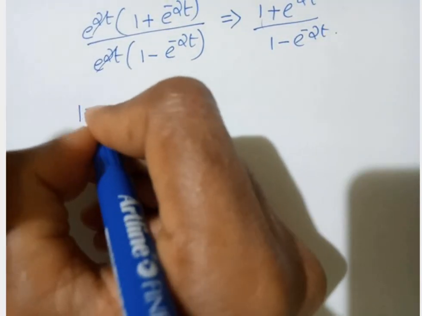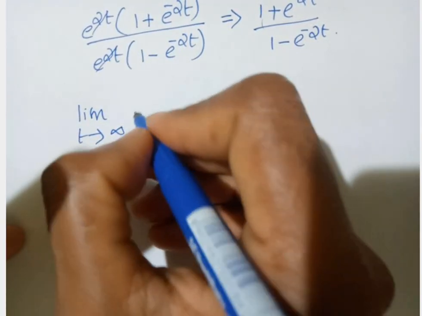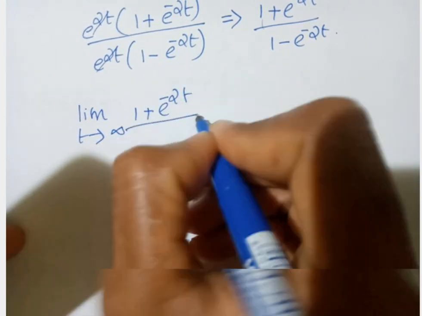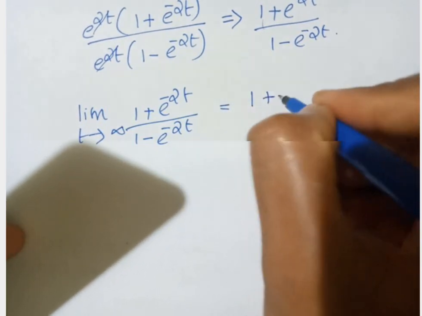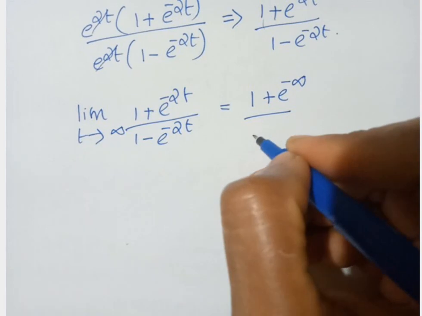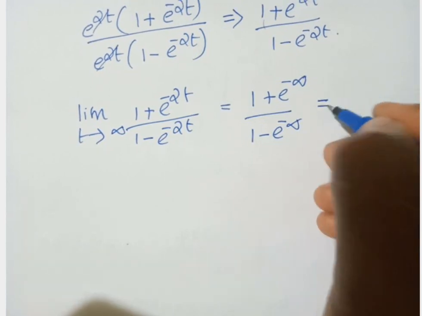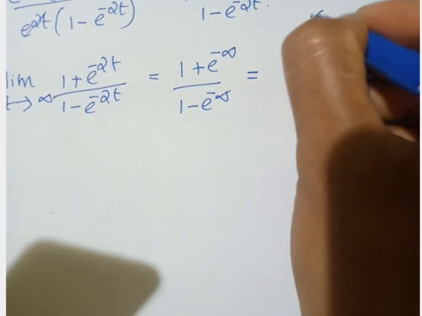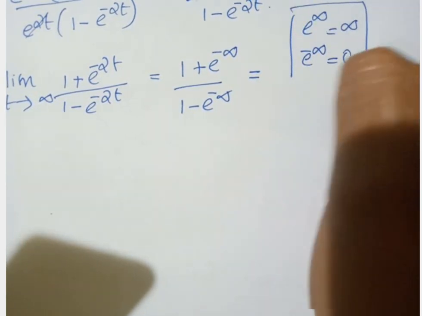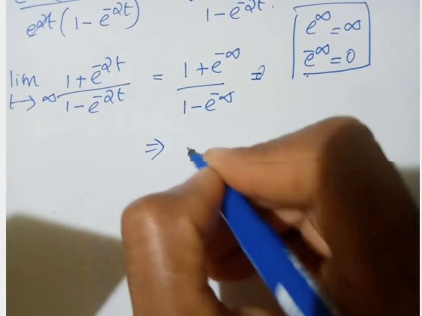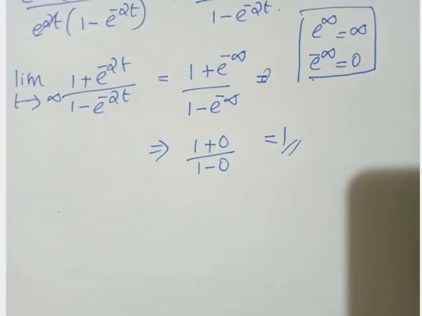So we can apply the limit to this function. The limit as t tends to infinity of (1 plus e raised to minus 2t) divided by (1 minus e raised to minus 2t) is equal to (1 plus e raised to minus infinity) divided by (1 minus e raised to minus infinity). We know that e raised to infinity equals infinity and e raised to minus infinity equals 0. So using this, it is (1 plus 0) divided by (1 minus 0), which is equal to 1. This is the answer.